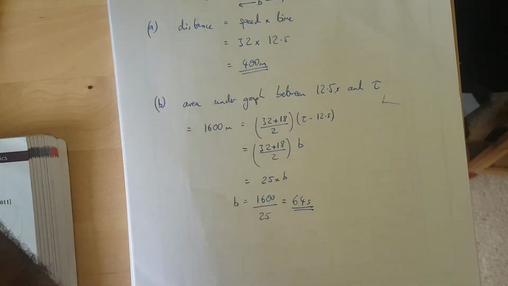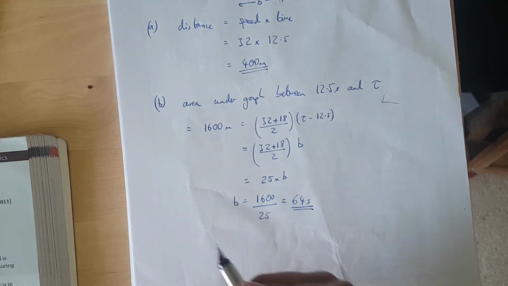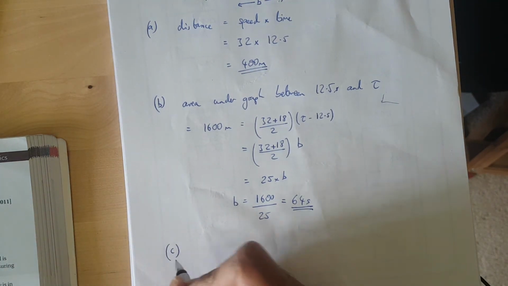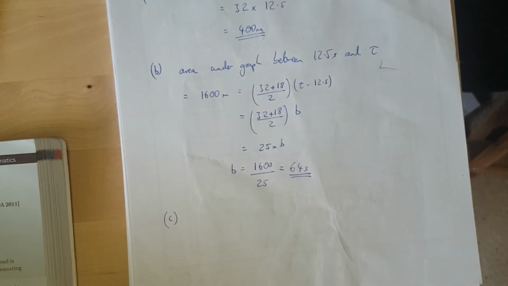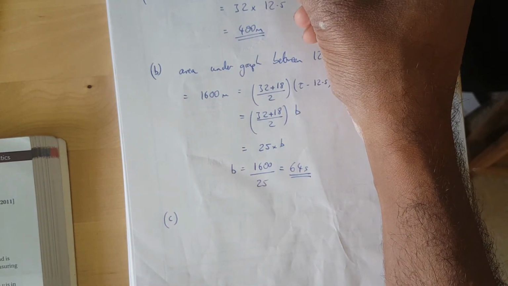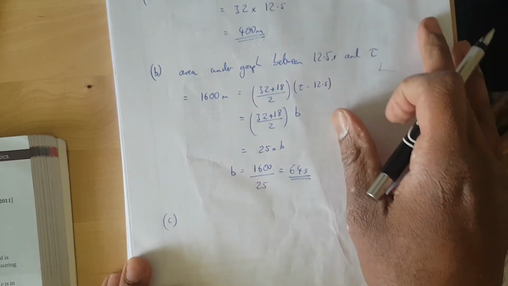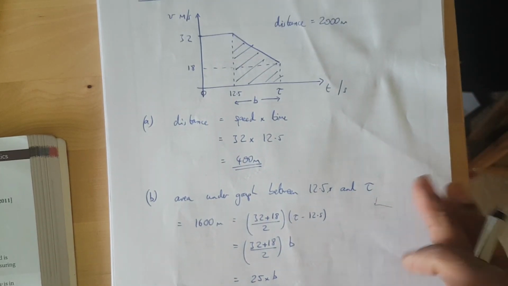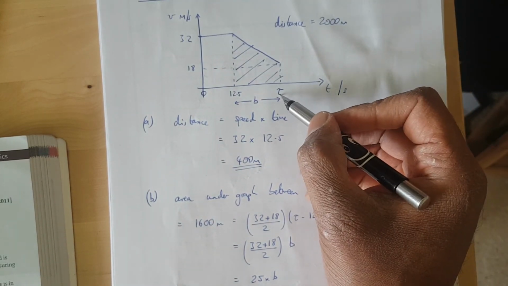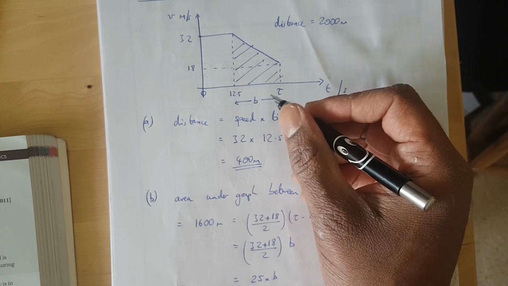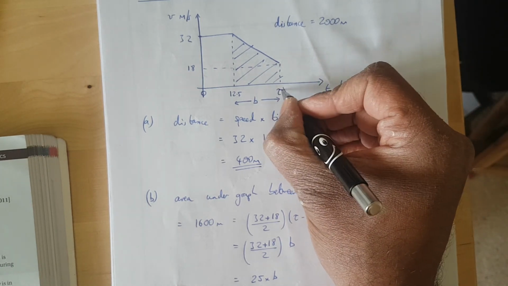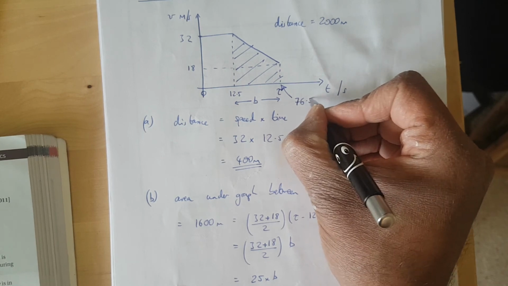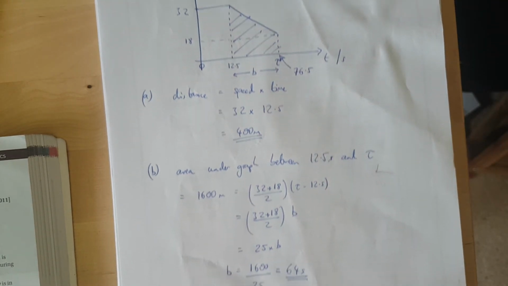That's part B. Part C then is looking at the speed time graph. I've already done that, and I can put my numbers in. I can say that this time then isn't going to be 12 and a half. Sorry, it isn't going to be 64. It's going to be 64 plus 12 and a half. So that's going to be 76.5 seconds. So that's part C.